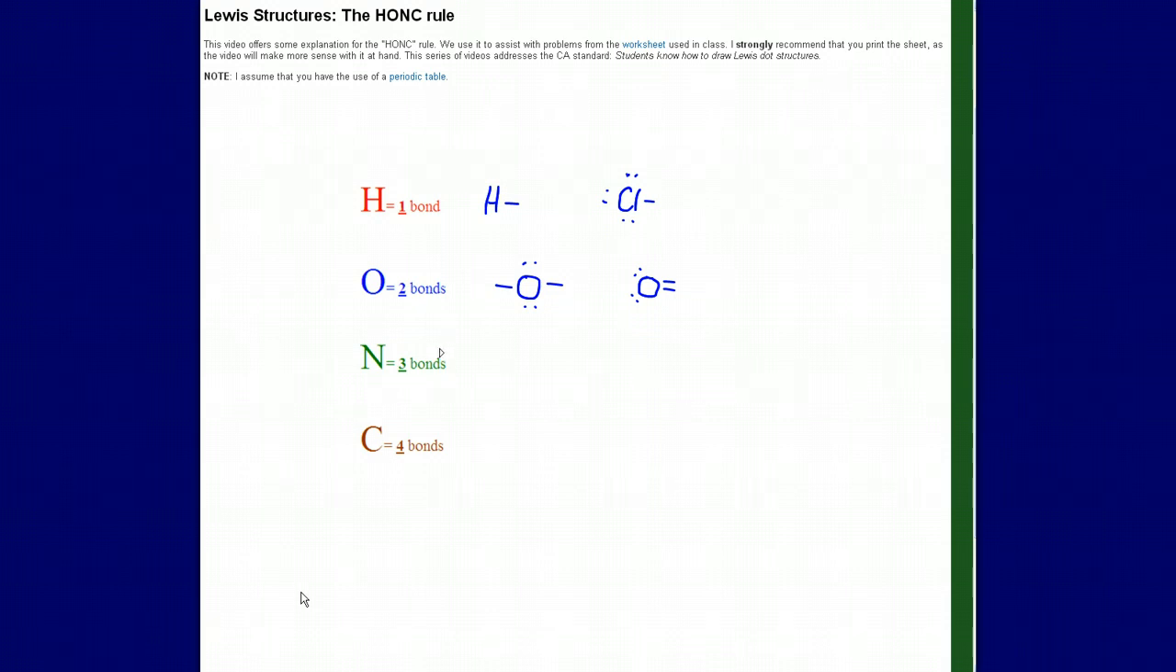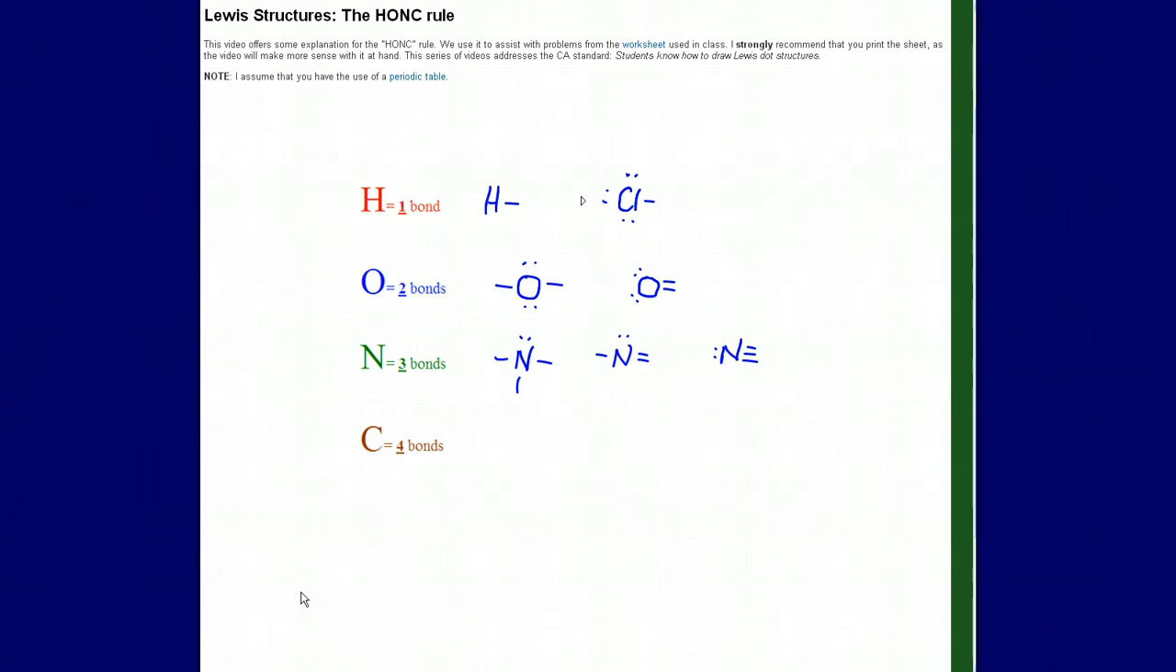Nitrogen in the nitrogen family, tending to form 3 bonds, can do that 3 different ways. Nitrogen could form 3 single bonds, which would require 1 unshared pair. Nitrogen can form a double bond and a single bond for 3 bonds total and an unshared pair. Or nitrogen can form, as it does in hydrogen cyanide, a triple bond and 1 unshared pair. Notice there's some generalities here.